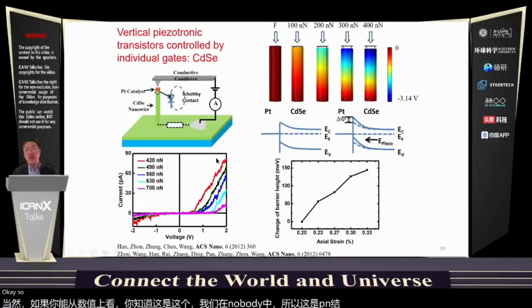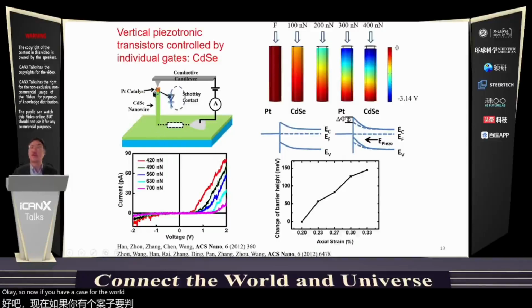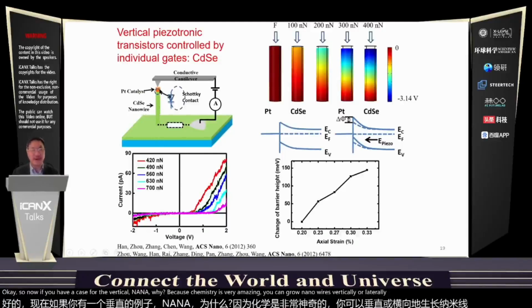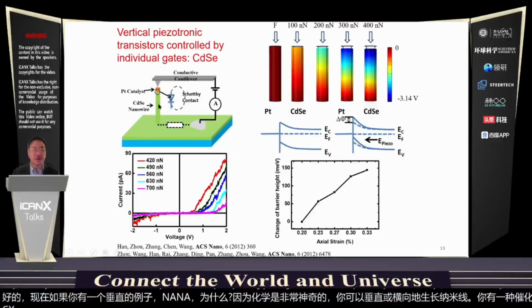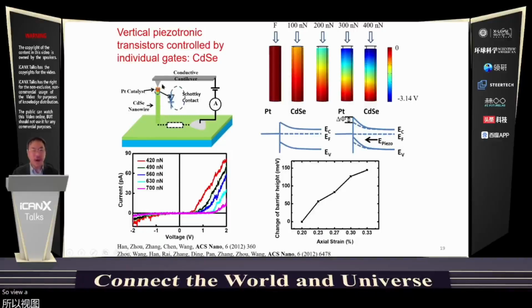Now, if you have a case for the vertical nanowire, because chemistry is very amazing, you can grow nanowires vertically or laterally. You have a catalyst at the end. Normally for cadmium sulfide nanowire, the C-axis is parallel to the nanowire. So if you apply an AFM tip to this, you measure the transport across this as a function of the force you apply. We found that if you have 420 nanonewtons applied, the turn-on voltage is half a volt. But once you have 700 nanonewtons applied, the turn-on voltage is 1.5 volts.